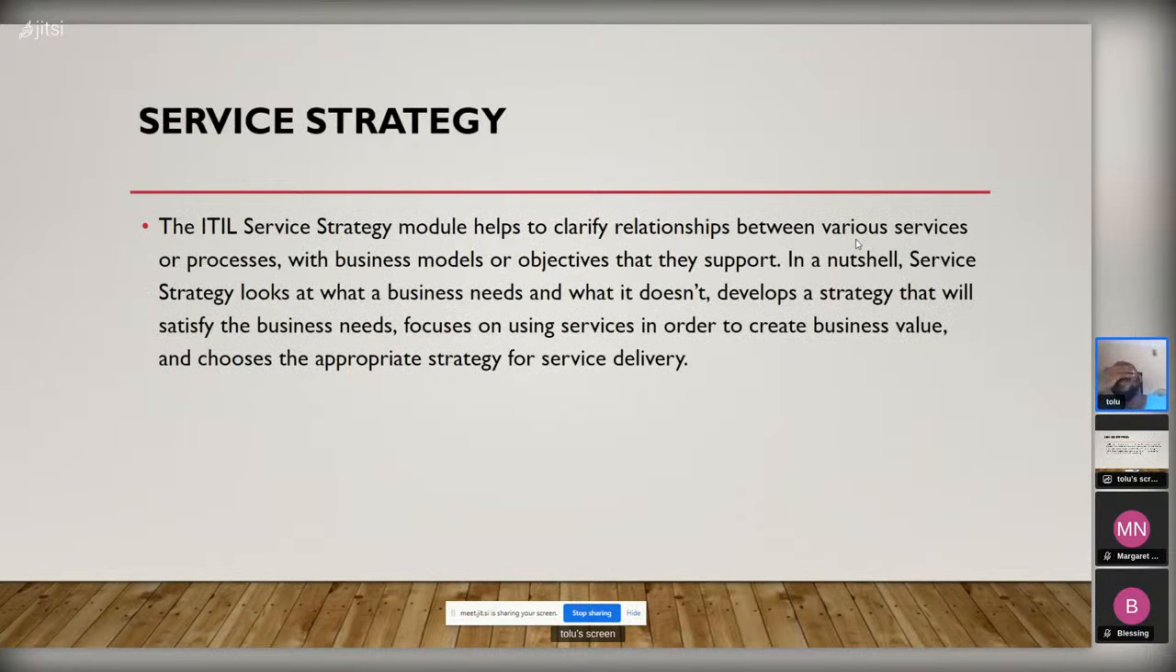Now it's been explained. The ITIL service strategy module helps to clarify the relationship between various services or processes and the business model or objective that they support. In a nutshell, service strategy looks at what a business needs and what it doesn't, develops a strategy that will satisfy the business needs, focuses on using services in order to create business value, and chooses the appropriate strategy to deliver the service. I've explained that one already.